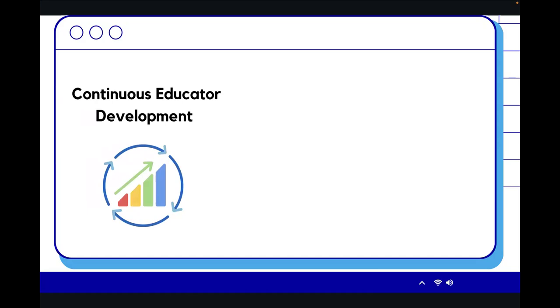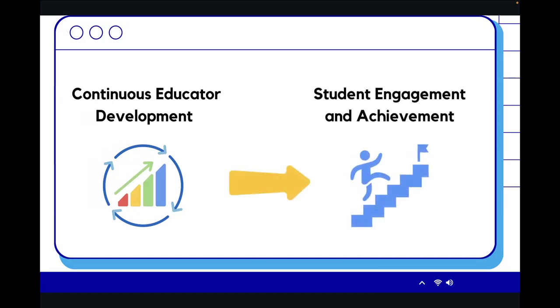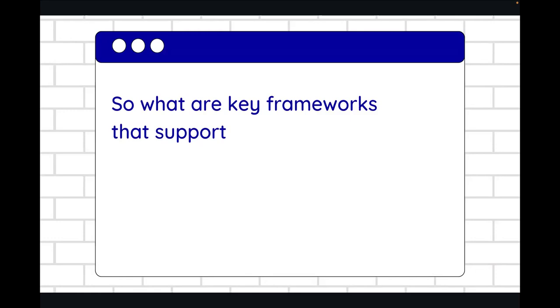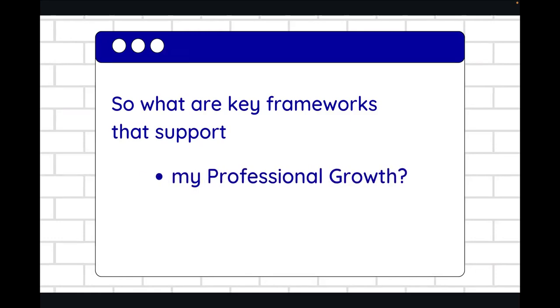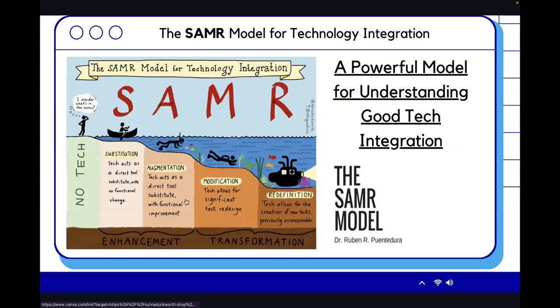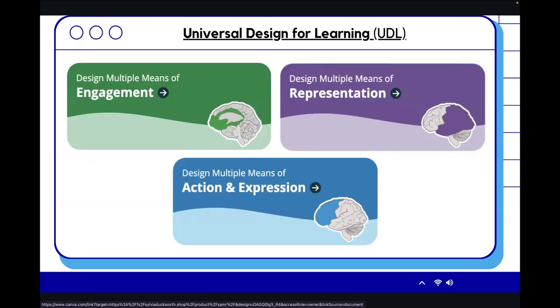Continuous development as an educator affects the level of engagement in your class and the achievement of your students. Therefore, it is important that you question what framework you could use for your professional growth, or what can you do for innovative teaching. SAMR model is one of the best frameworks you can use for technology integration and to elevate the level of transformation in your classroom or in your school.